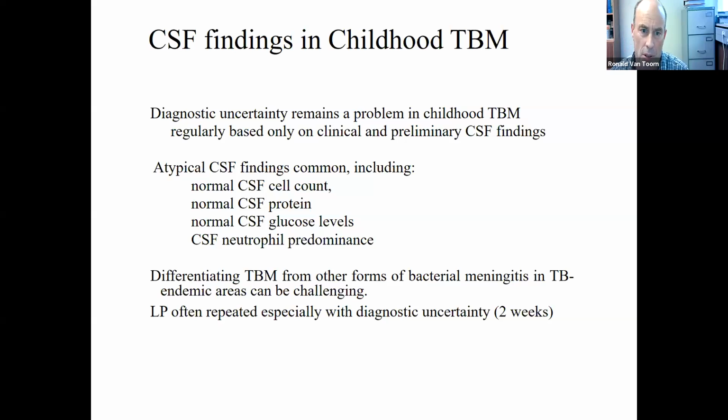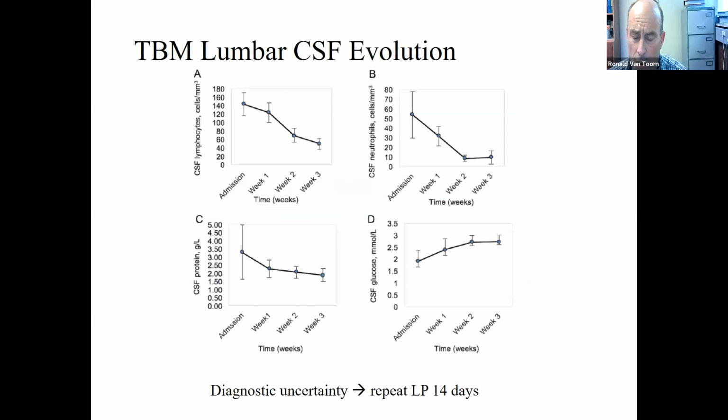It can become very challenging if you work in an area which is TB endemic, because in some cases there is diagnostic uncertainty, and you don't want to put a child who doesn't have TBM on 6 months or 9 months of treatment. And you also don't want to miss treating a child who has TB meningitis. So what we do, if you're not certain about the diagnosis, is repeat the lumbar puncture in 10 to 14 days.